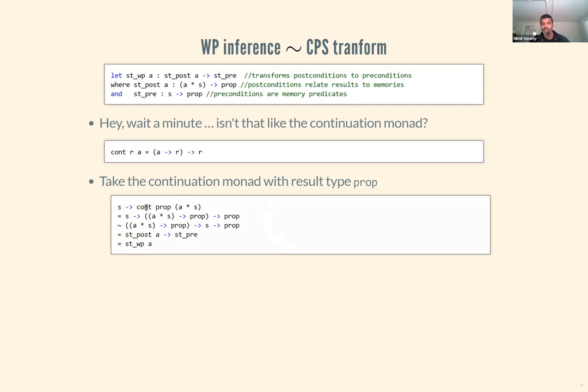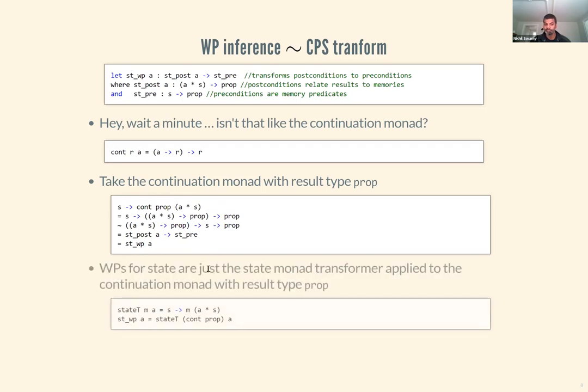You get a S arrow continuation monad with result type prop with result type A cross S. If you now go to unfold definitions, you get S arrow A cross S arrow prop arrow prop. And if you rearrange this arrow a little bit, permuting the arguments, you get that. And this is really an ST post arrow ST pre, which is the type of STWP. So the generic recipe here is that WPs for state are just the state monad transformer applied to the continuation monad with the answer type prop.